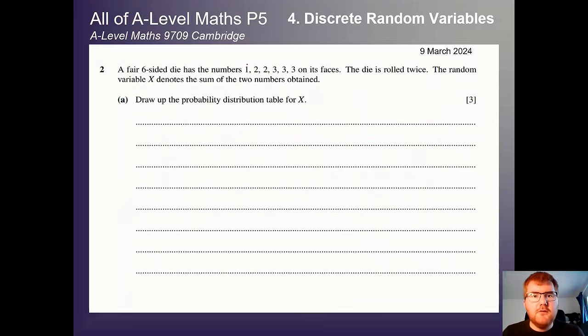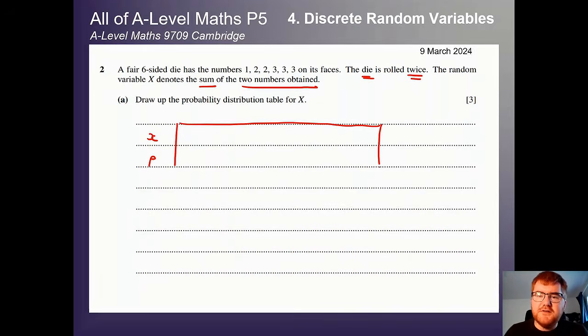Okay, on to this question here, question 2. So a fair 6-sided die has the numbers 1, 2, 2, 3, 3, 3 on its faces. The die is rolled twice, that's important. The random variable X in this case denotes the sum, which is quite typical, of the 2 numbers obtained. We want to draw up our probability distribution table. So we have our x and our p. Let's think about all the different outcomes that are possible here when we throw it twice.